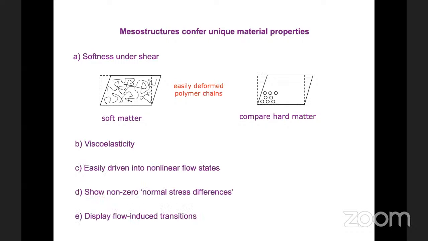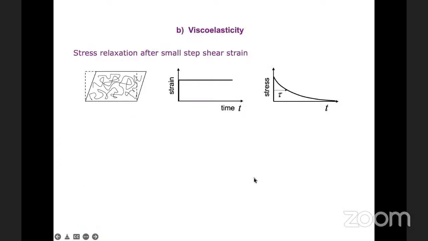There are other properties that arise from the fact that they have these internal mesostructures, such as viscoelasticity. They're easily driven into nonlinear flow states. They show non-zero so-called normal stress differences, and they display so-called flow-induced transitions. I'm going to go through each of these four properties on the next four slides in turn. First of all, viscoelasticity. This is a concept that crops up almost ubiquitously in any study of complex fluids.